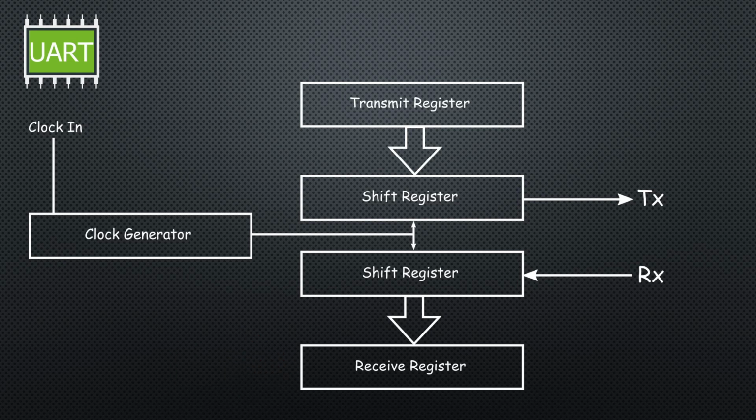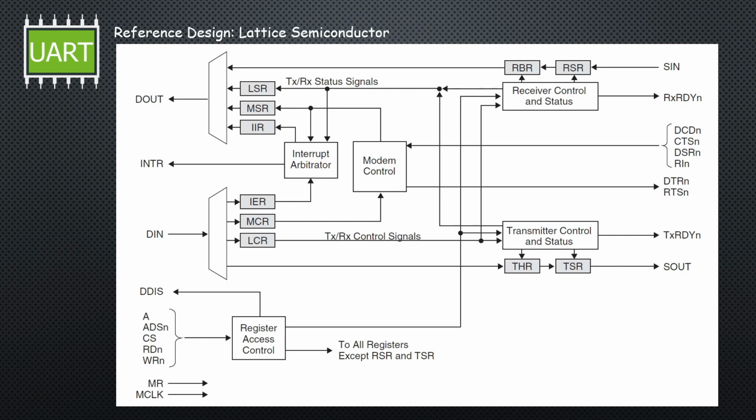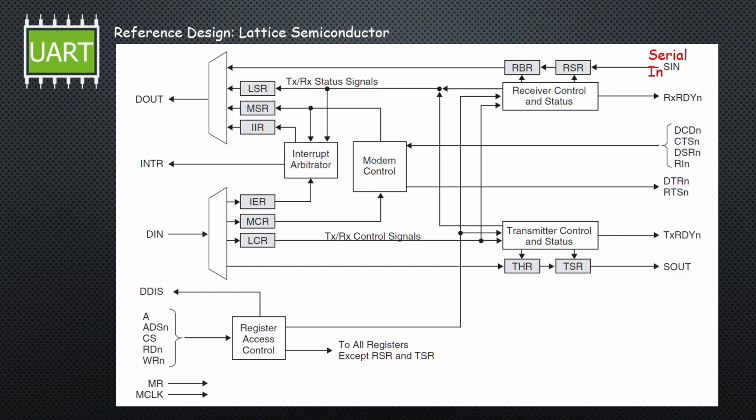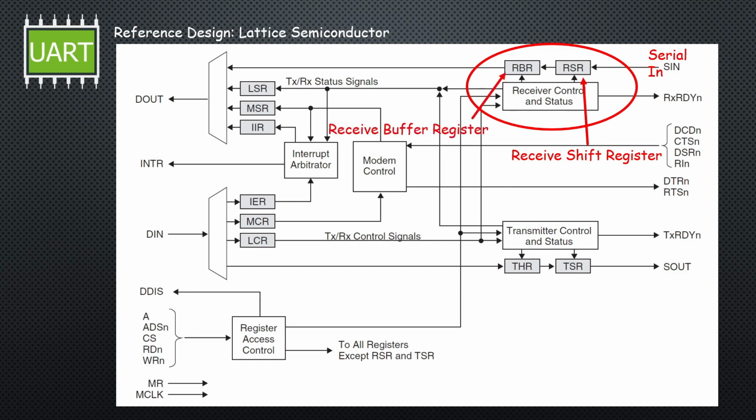To see what that looks like in real life, here's a Lattice Semiconductor reference design for a UART that's meant to be implemented on one of their programmable logic devices, or PLDs. Starting with the transmitter, we have a transmit hold register that can be addressed from the data bus. This feeds into the transmit shift register, so the data can be sent from the serial out pin. On the receiver side, data from serial in is fed into the receive shift register. When the data word is complete, it gets passed into the receive buffer register, which can also be addressed by our MCU. Some devices will have FIFO buffers here to help smooth out the data flow.